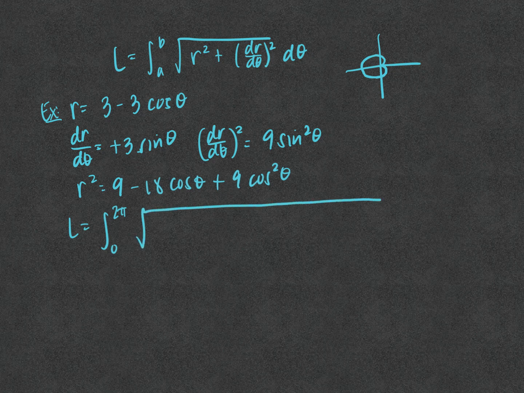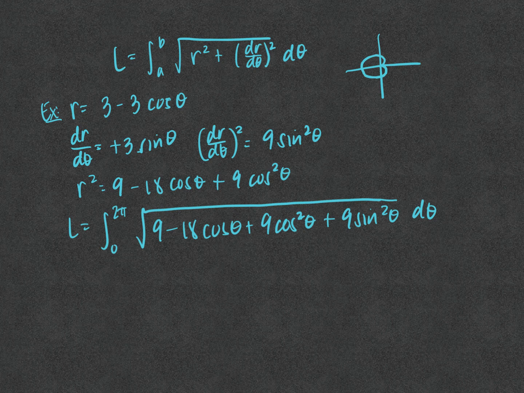Now we're going to start with r squared, which is 9 minus 18 cosine theta plus 9 cosine squared theta. Then we add dr over d theta, quantity squared, which is 9 sine squared theta. We have a d theta here. Let's factor out a 9, but not pull it all the way out. Before we do that, 0 to 2 pi can sometimes give us issues. So let's go from 0 to pi and use 2. We're going to use half this cardioid and double it.